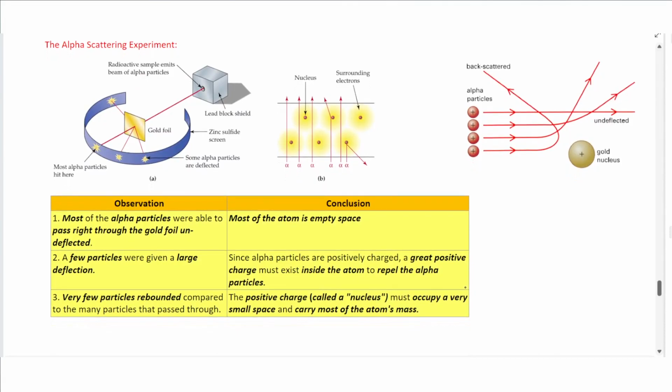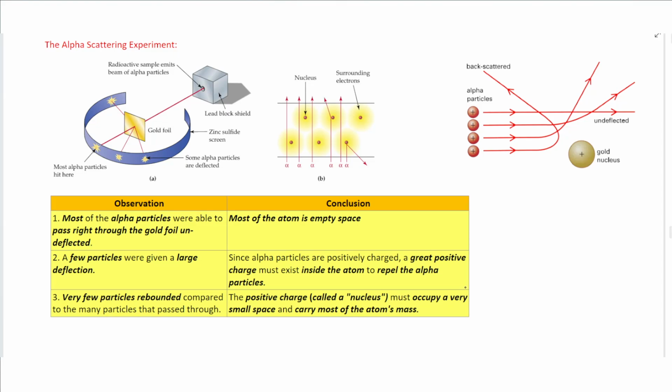Now we talk about the structure of the atom. There is something called the alpha scattering experiment, or the Rutherford experiment, where alpha particles are directed towards a thin gold foil. The observations of the experiment are related to specific conclusions. So the first observation was the unexpected observation that most of the alpha particles pass straight through the foil without damaging it. This means that most of the gold foil atoms are empty space. That's why most alpha particles went through them.